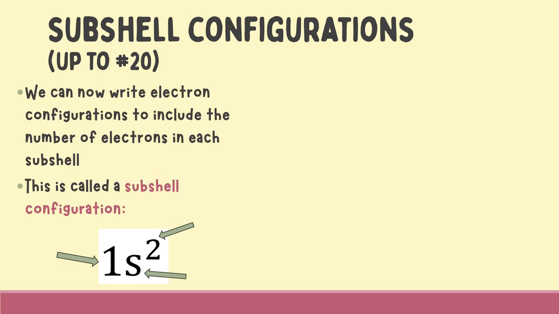All right. The next thing to be able to do is to write the electron configuration, but using the subshells that we've just learnt. And we can do that using these subshell configurations here. As we've already learnt, the number at the front is telling us the shell number. The letter tells us which subshell we're looking at. And the number to the top right tells us the number of electrons in that subshell.